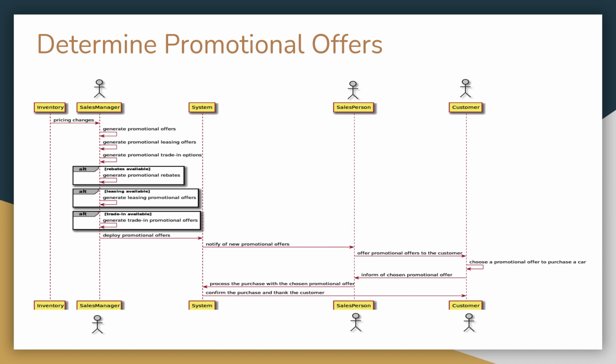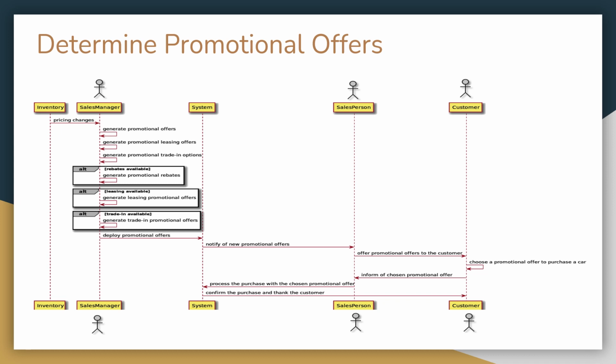Once the customer selects the promotional offer, the salesperson informs the inventory management system about the chosen offer, initiating the purchase process. And then the system confirms the purchase and extends its gratitude to the customer for choosing our dealership. And finally, the salesperson ensures a smooth transaction process, completing the necessary paperwork and finalizing the purchase with the chosen promotional offer.